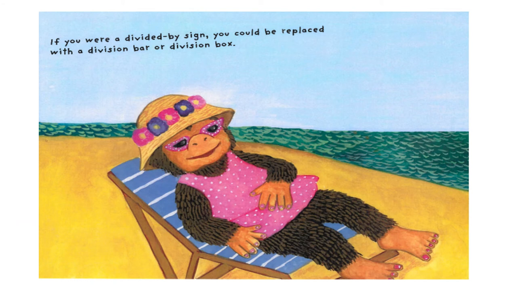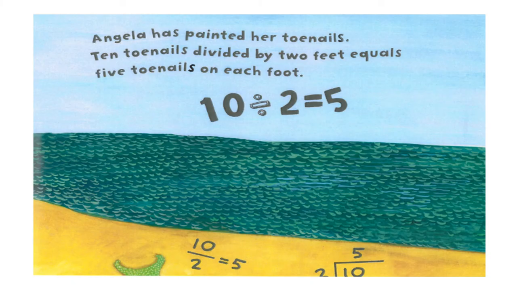If you are a divided by sign, you could be replaced with the division bar or division box. Angela has painted her toenails. 10 toenails divided by 2 feet equals 5 toenails on each foot. 10 divided by 2 equals 5. As a fraction, 10 halves equals 5, or 10 divided by 2 equals 5.